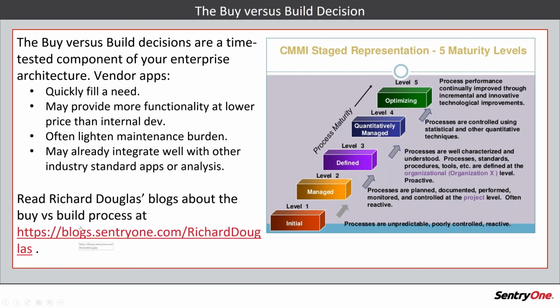Also, if you're interested in buy versus build discussions, take a look at Richard Douglas's blog. He's written a lot on the topic, and there's a lot more than just the technology of an application when you're looking at buying it. So that's what I'm talking about today. I'm focusing on the technology as it relates to SQL Server.